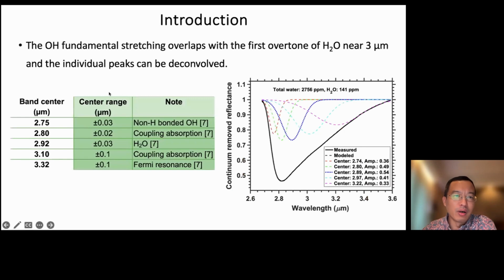As we know, in spectroscopy, the OH fundamental stretching overlaps with the overtone of H2O, both near 3 micron. In theory, the individual peaks can be deconvolved. In the table, I summarize the assignment of the band center to the speciation, either OH or H2O. This is based on lab studies and theoretical studies. I want to point to you the band near 2.92. This is assigned to H2O.